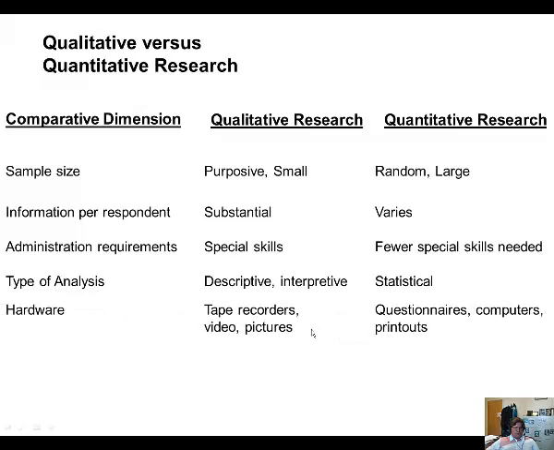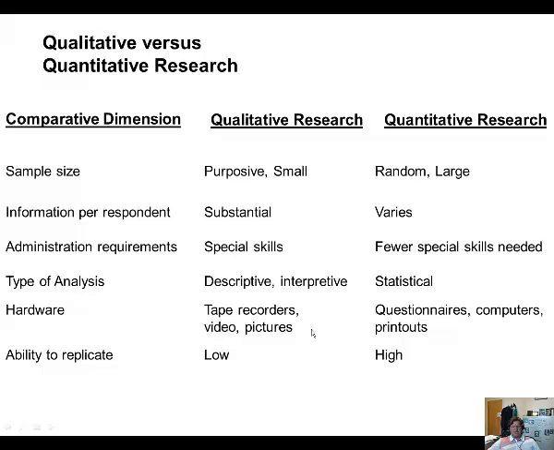The hardware used in qualitative research usually involves tape recorders to record interviews, videos, pictures, and software that can help us transcribe and look for emerging themes. In quantitative research, the hardware that is often used are questionnaires, computers, printouts, and then any other kind of hardware that's used to collect our data.